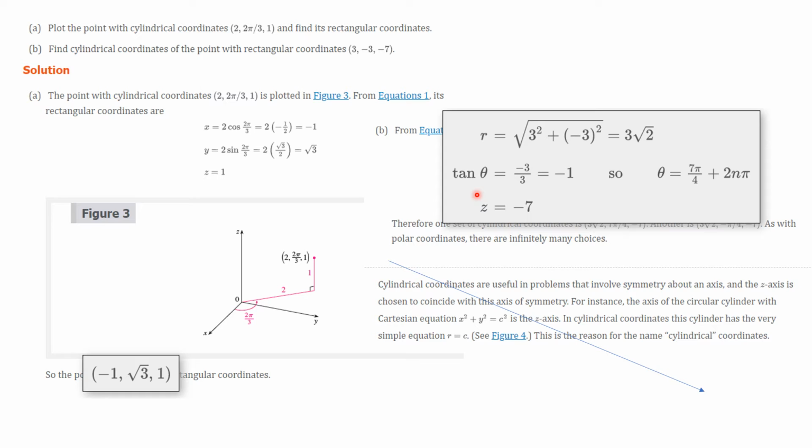The tangent of theta is equal to minus 3, that's the y coordinate, divided by x, which is 3, so minus 1. And when the tangent of theta is equal to minus 1 in our domain, there are many different ways you could express this, but we're going to call it 7 pi over 4. That's the simplest thing that we can get for that, plus 2n pi. And z, of course, is just minus 7. So again, you could plot that as well.